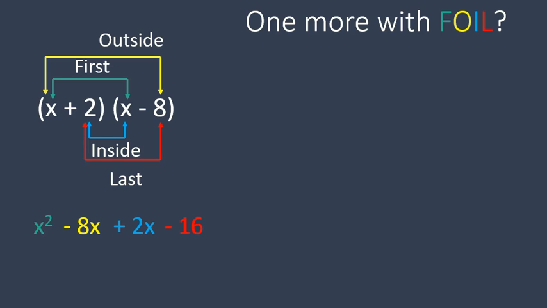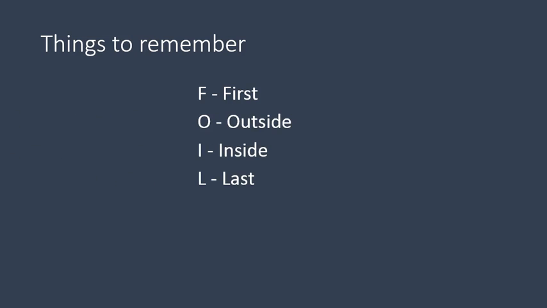We have some like terms there. Negative 8x and positive 2x. We'll join those together to get our final answer of x squared minus 6x minus 16. So some things to remember for the FOIL method. You need to remember first, outside, inside, and last. If you can remember what the word FOIL and what each of those letters stand for, then you're in good shape for multiplying binomials.